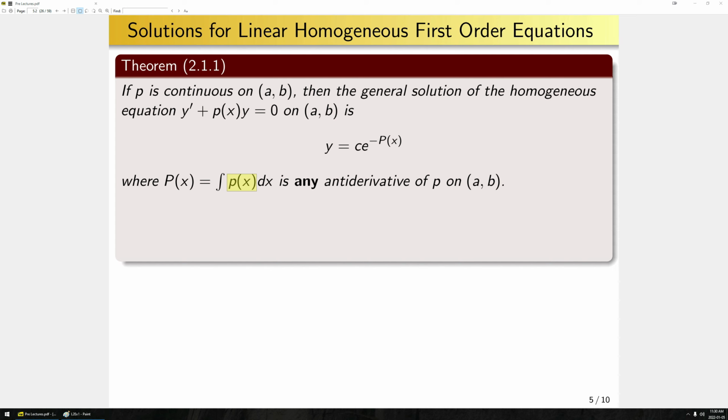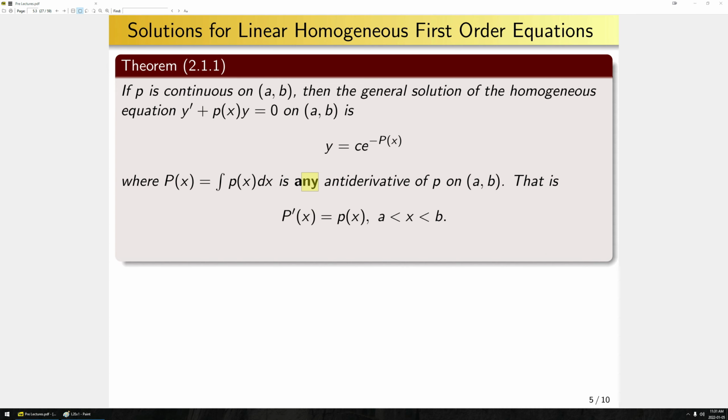And this is going to be any antiderivative of p on the interval (a, b). You might be asking, what do we mean by any antiderivative of p on this interval? Well, we've got you covered there. That is to say that capital P of x has the property that if I differentiate it, it's going to be equal to little p of x on this interval. There's that little fussiness where you have that arbitrary constant you can play with, and that's why we have this "any antiderivative" sitting here.